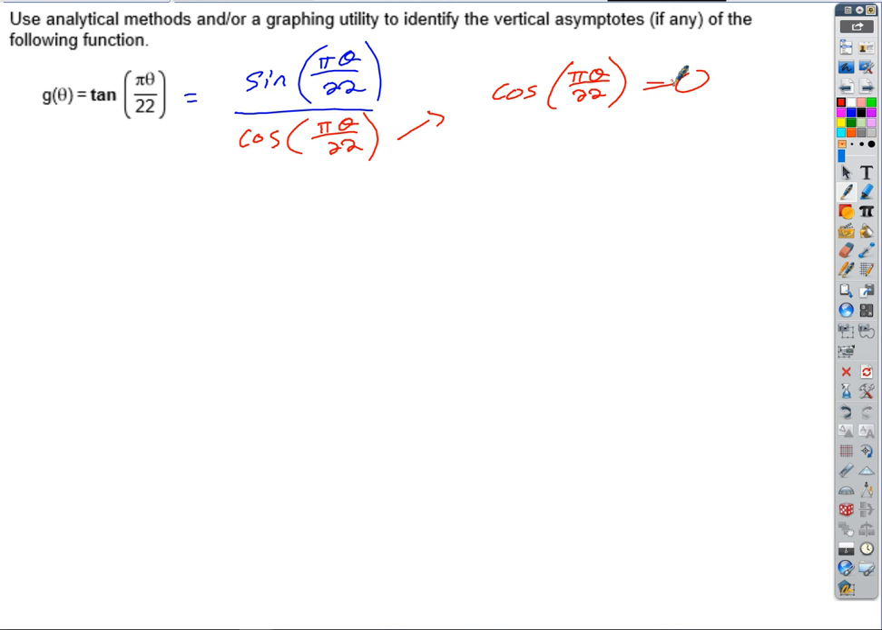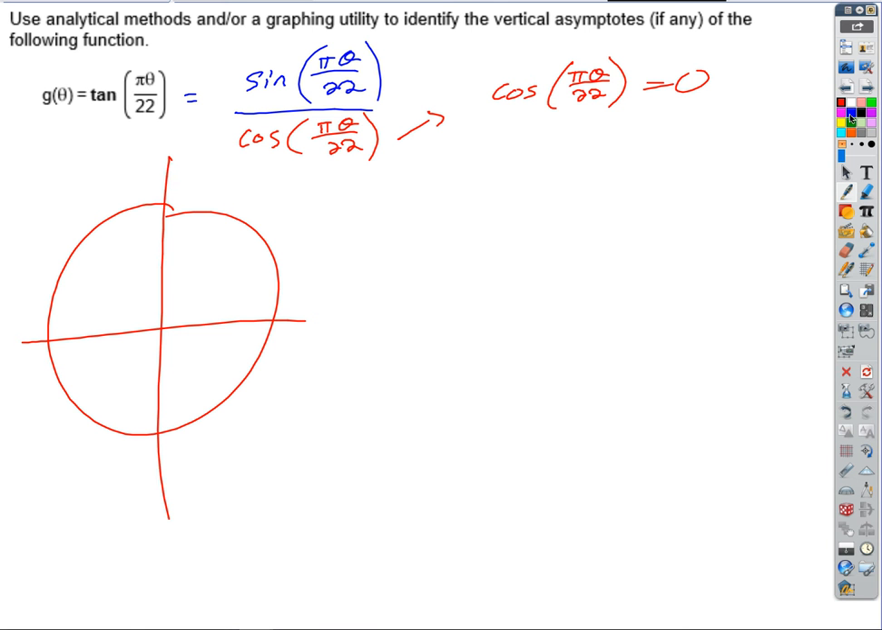Well, where does cosine equal 0? And this is a unit circle question, right? It's going to equal there and there. But there are infinite laps of the unit circle, both forward and backward, right? So it's going to be every one of those locations that ends up there and there. So how do we say that?